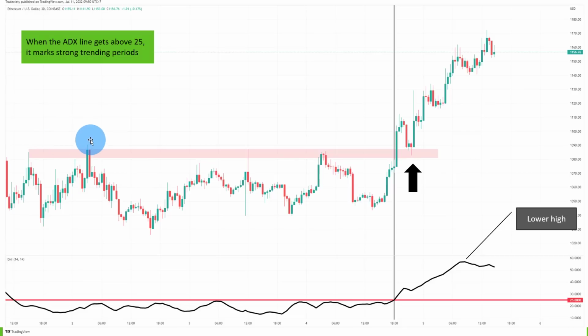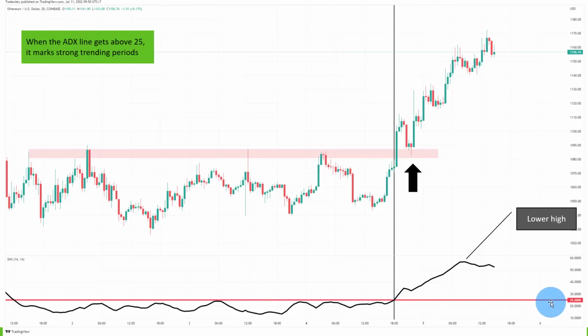The next tool: we cannot talk about trend trading if we don't also consider the ADX. And this is the ADX line. In TradingView, it's called either ADX or you can go for the DMI. It's essentially the same. And what you want to do is you look for an ADX that is above 25 and rising. Rising is important because it shows you that the trend is picking up.